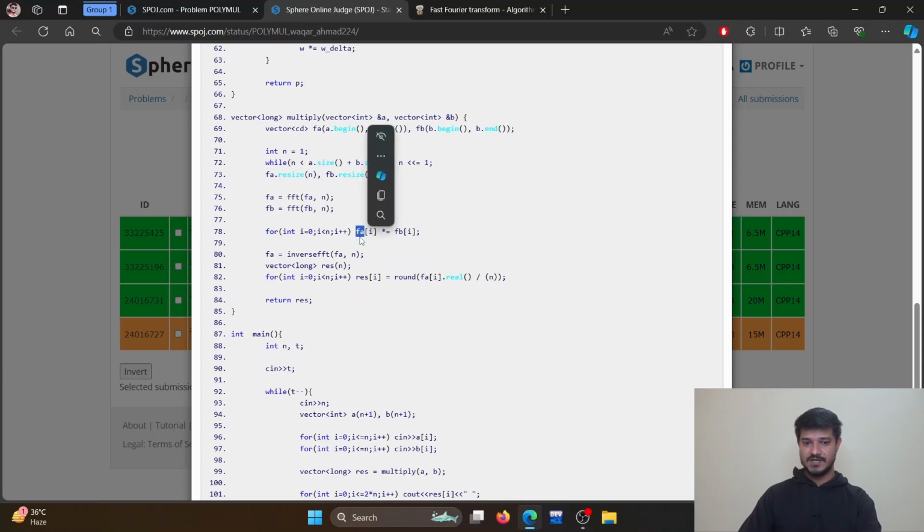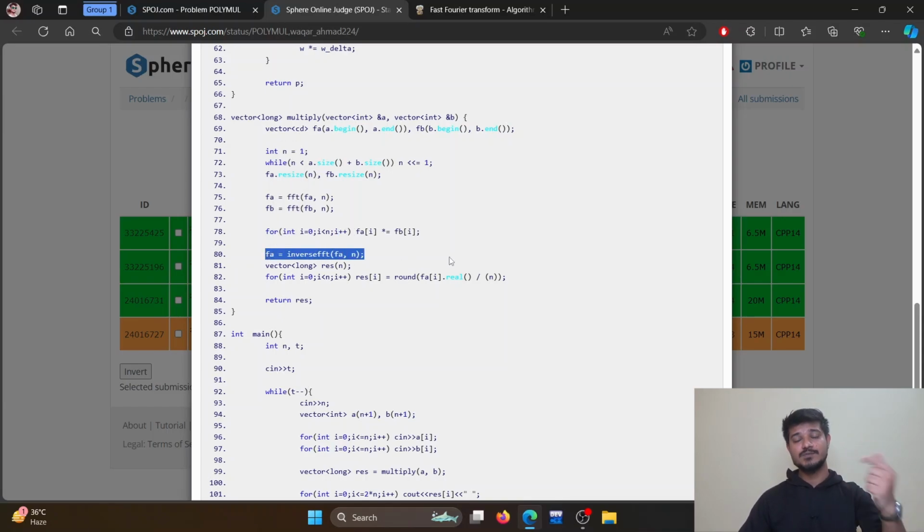Once we have the result in FA, we can go ahead and find the inverse of FFT for FA, because after multiplication the result is again in value form of the polynomial. We want the coefficient form. That's why we apply the inverse FFT to convert it back from value form to coefficient form, because we need to print the result in coefficient form. Now FA is in coefficient form, and FA has both real part and imaginary part. We only need the real part divided by n, because 1 by n is the multiplication factor. That's why we are dividing it by n.